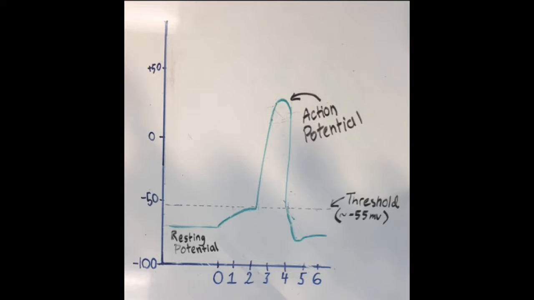Step 5, undershoot. The sodium channels are closed, but potassium channels remain open. As this happens, the membrane potential decreases slightly under the resting potential, but then later returns back to normal resting potential. This graph details an action potential. The resting potential is shown by the flat line on the left of the graph. The resting membrane potential is around -60 to -80 millivolts.